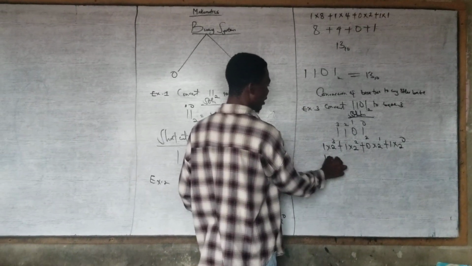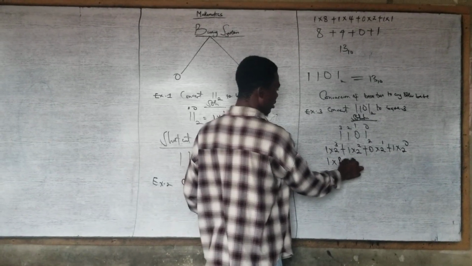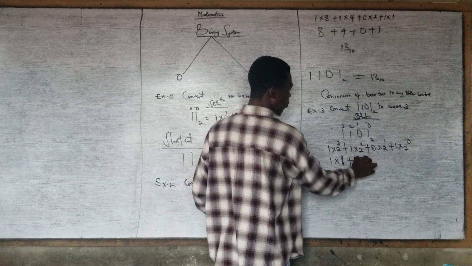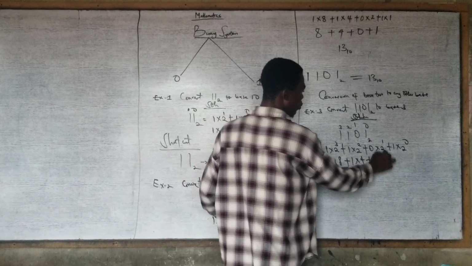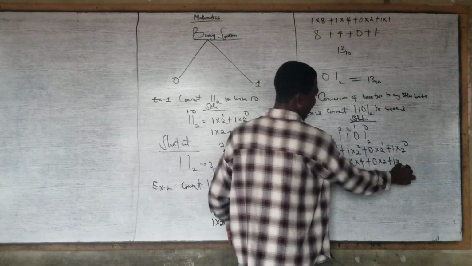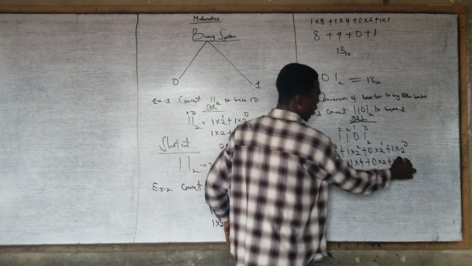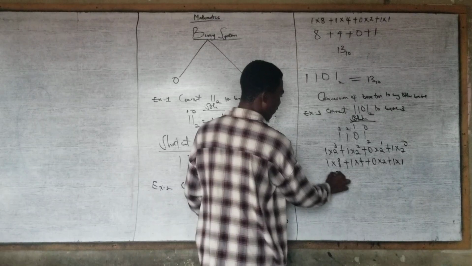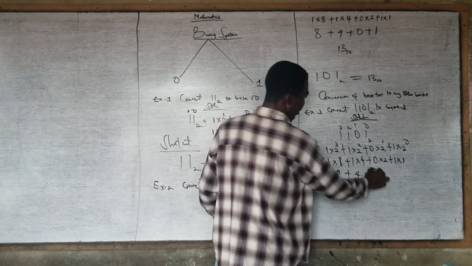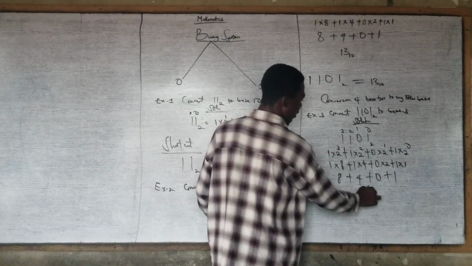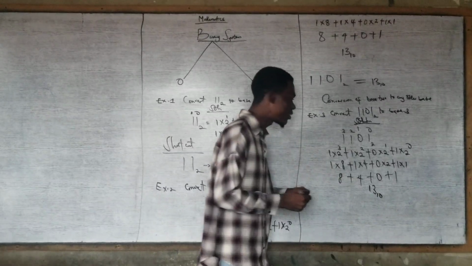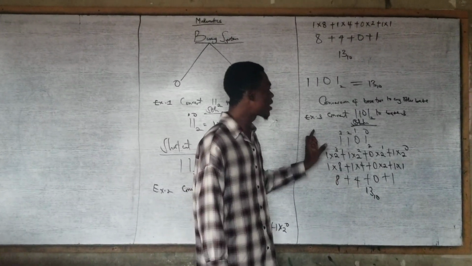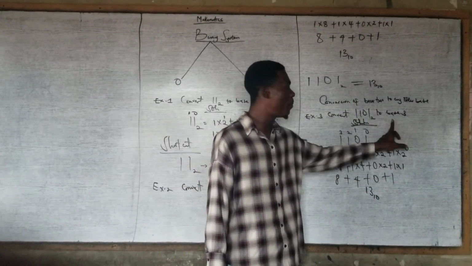So here we're having 1 times 2 raised to the power of 3 is 8 plus 1 times 2 raised to the power of 2 is 4 plus 0 times 2 raised to the power of 1 is 2 plus 1 times, I told you guys that anything raised to the power of 0 is 1. So 1 times 8, we're having 8 plus 4 plus 0 plus 1. So altogether we're having what? 13 base 10. Now since we've converted it to base 10, the question says we should convert to base 3.